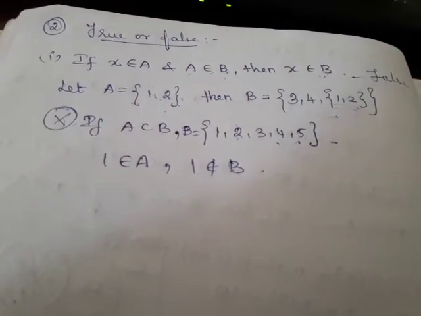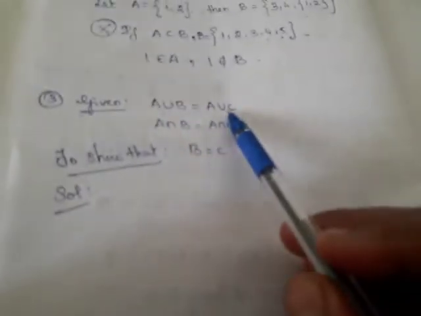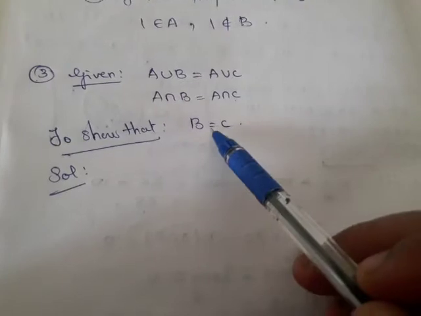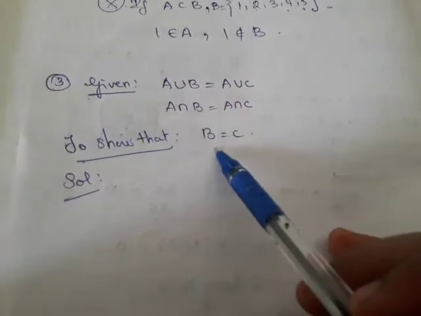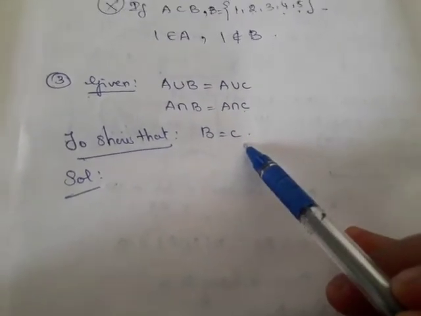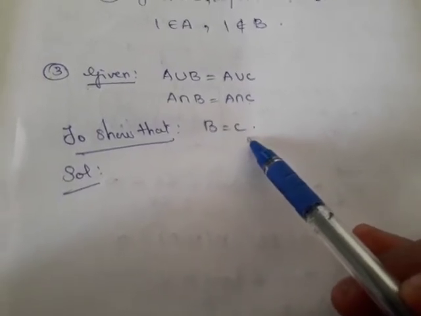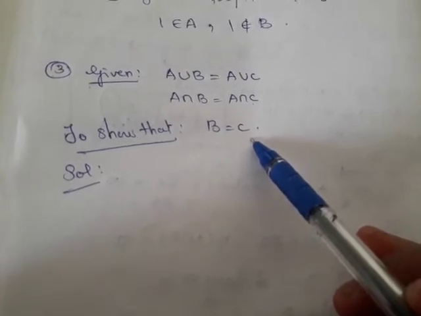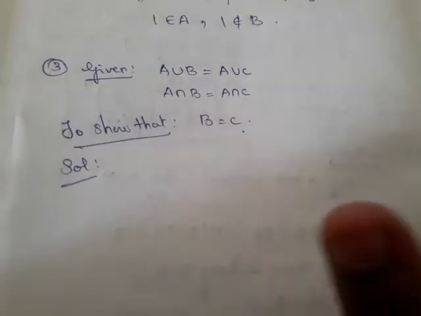Now we will move on to the third question. Given that A union B is equal to A union C, and A intersection B is equal to A intersection C, we need to show that the set B is equal to set C. There are three sets A, B, C. In such a way these two relations are given, and we need to prove the sets B and C are equal. When will we call two sets equal? When both the sets have the same elements. When do you call two sets equivalent sets? If they have the same number of elements. Equal means both the sets should have the same elements, right?